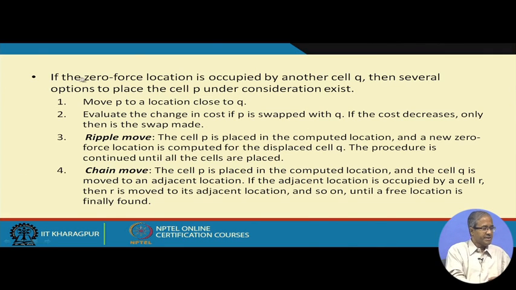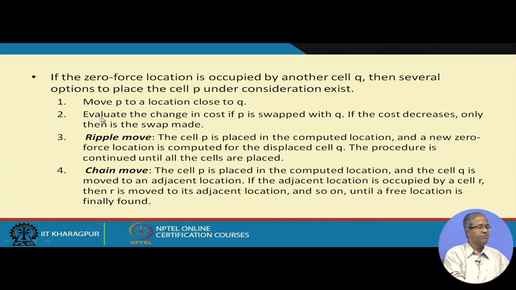So, there are a number of heuristics which have been proposed. When you calculate the 0 force location of a block or a cell, say you find that the 0 force location is already occupied by another cell Q, then for this cell under consideration, let us say P, you have several options. You cannot put P into Q because Q is already occupied, so you move P to a location close to Q, either right, left, top, bottom, somewhere there.